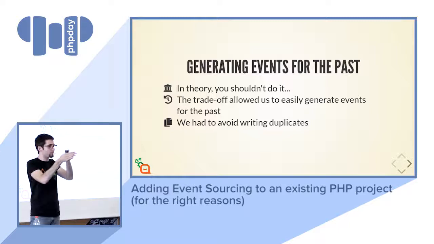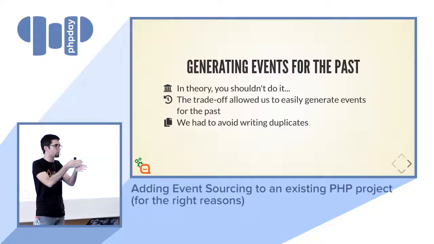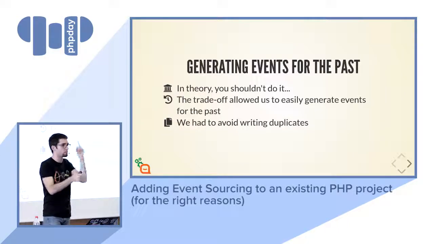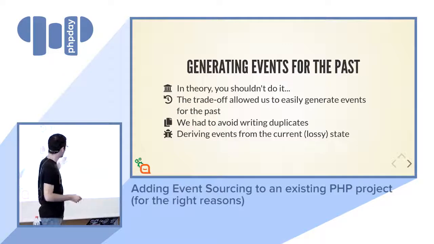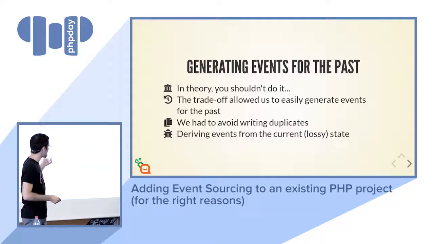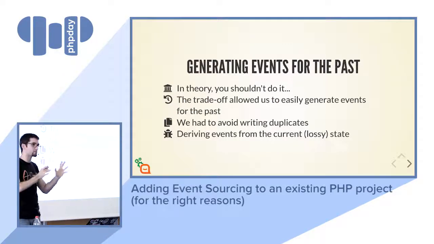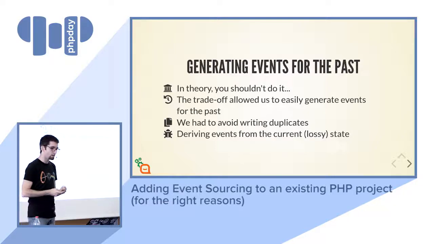When we reached the point in the present where we started doing that in real time, we had to check if that event was already present in the collection. You have just to be careful about that, and about, as I said, the fact that you are deriving events from a current lossy state. So we had to do a lot of assumptions, but that was kind of easy because the assumptions were based on our application, our business logic.